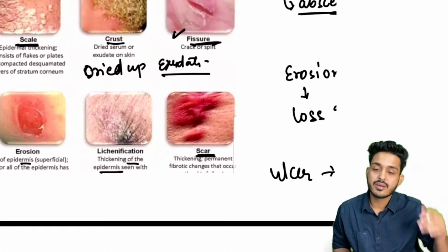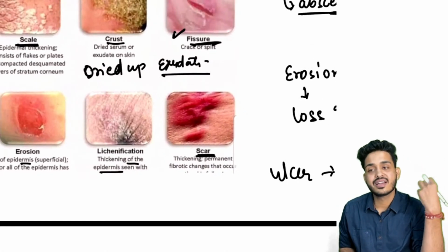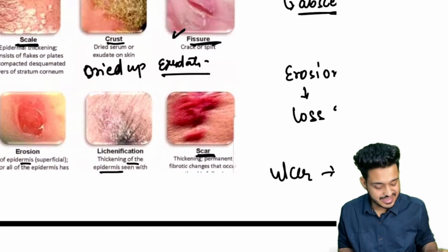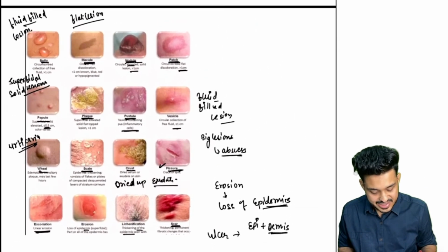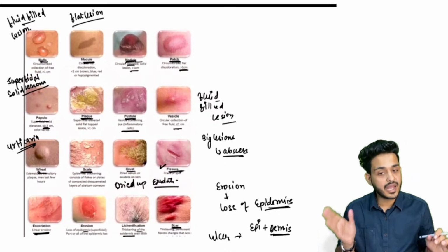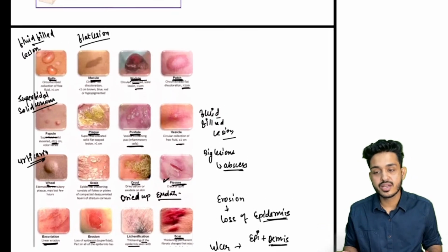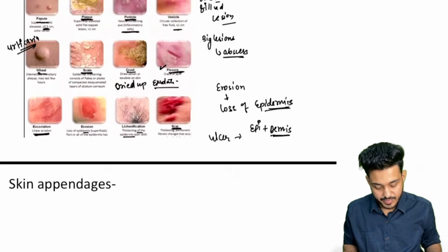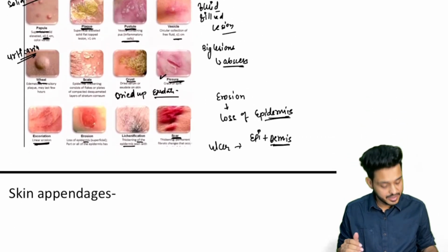A scar is a fibrotic change, and that is permanent. Once a scar, always a scar. Okay, so these are the basic lesions. These are your primary and secondary lesions. You should be remembering this. Okay, we have done with the basics part.